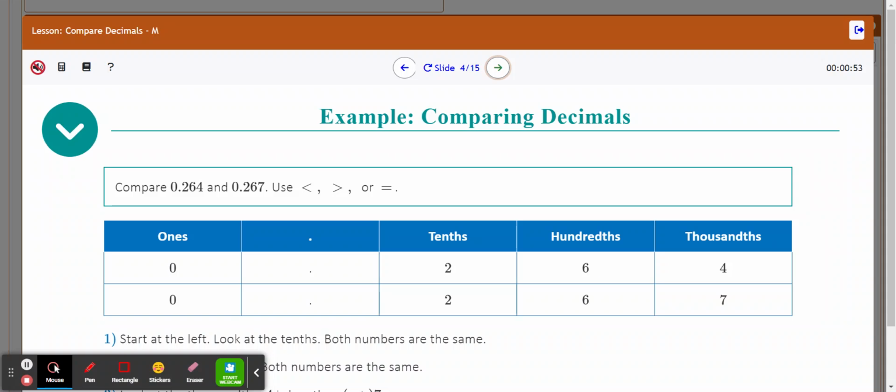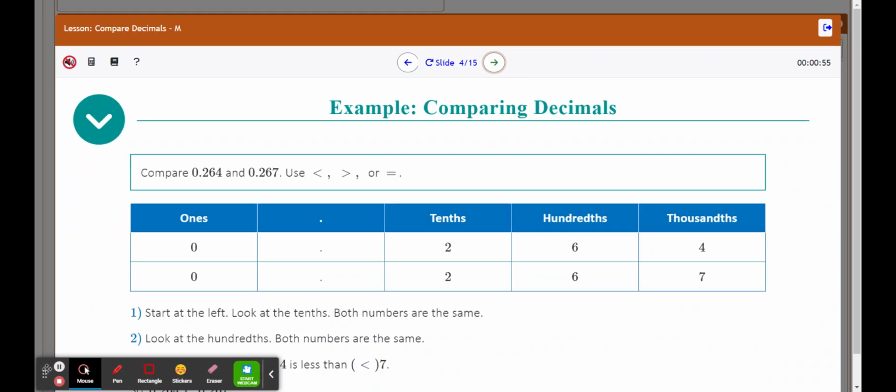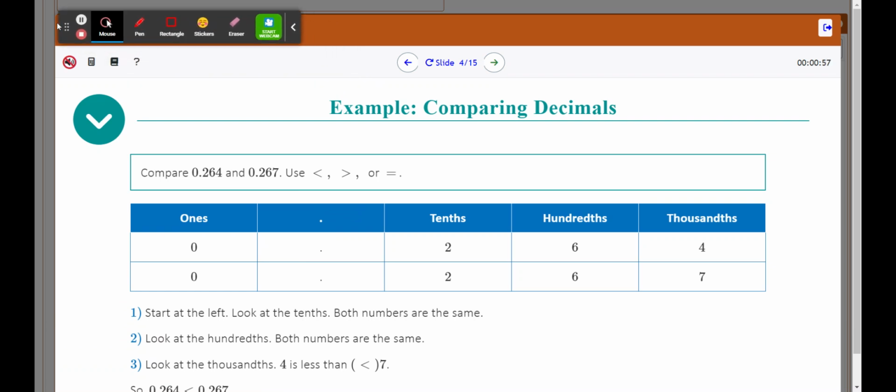Lesson number 20, compare decimals. Comparing decimals is the same as comparing whole numbers, any numbers. The only difference is you have that little dot, that little decimal in your number. So an easy way to compare decimals is just to make a place value chart. Put in your numbers and work from there.